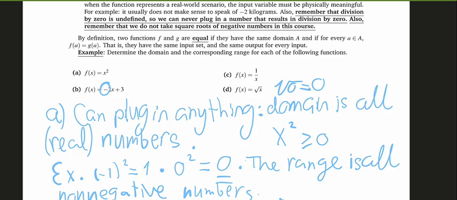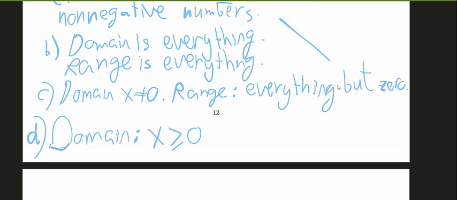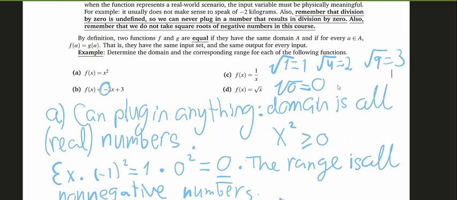The square root of a number is the number that when you multiply it by itself, you recover what's under the square root. Just to give you a few examples, square root of 1 is 1. Square root of 4 is 2, because 2 times 2 is 4. Square root of 9 is 3, because 3 times 3 is 9. And the domain is x is greater than or equal to 0.